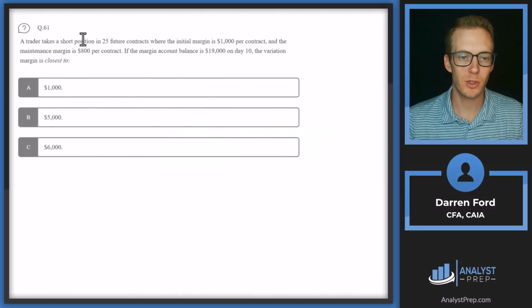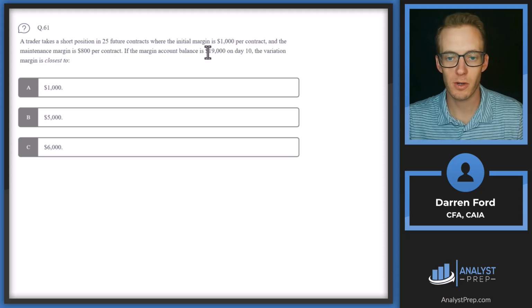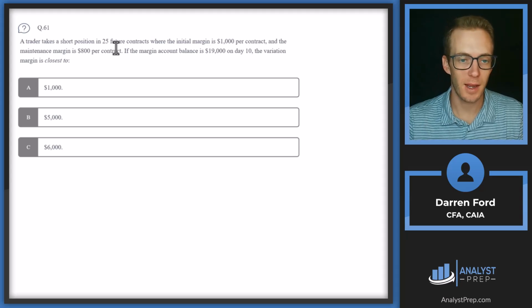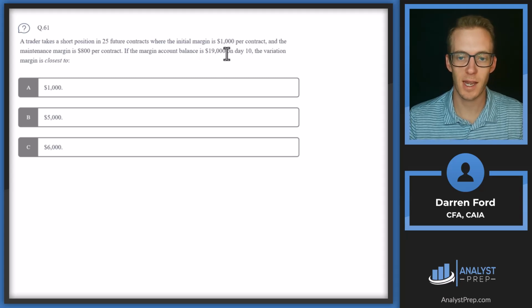Question 61. A trader takes a short position in 25 futures contracts where the initial margin is 1,000 per contract and the maintenance margin is 800 per contract. If the margin account balance is 19,000 on day 10, the variation margin is closest to.